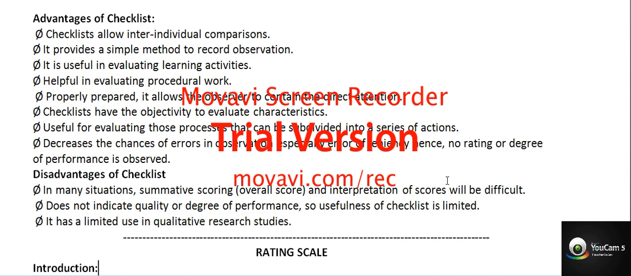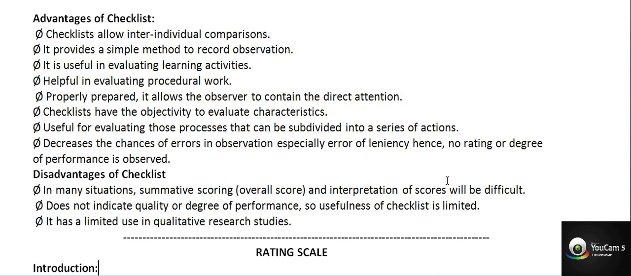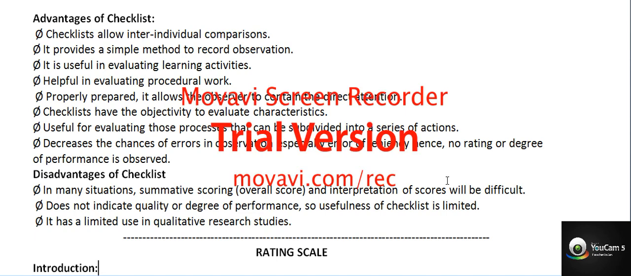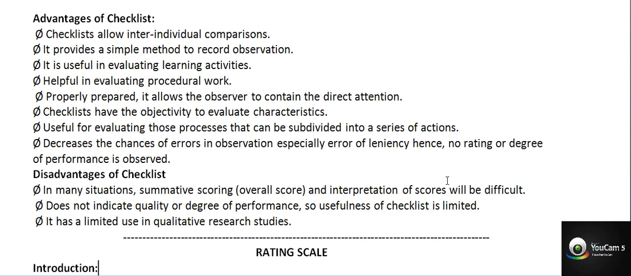It provides a simple method of recording observation. It's an easy observation technique. So if your idea is the observation method, then make a checklist, and you are ready for the observation. It is useful in evaluating learning activities. That's why we commonly use it with the students. Helpful in evaluating procedural work. So if you are going to assess a procedure, then of course it is a good tool or instrument.